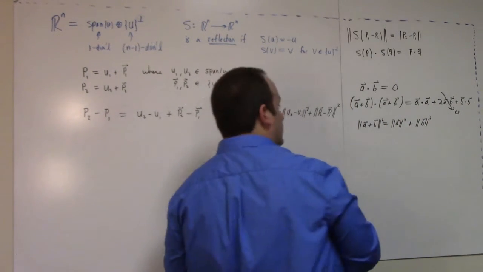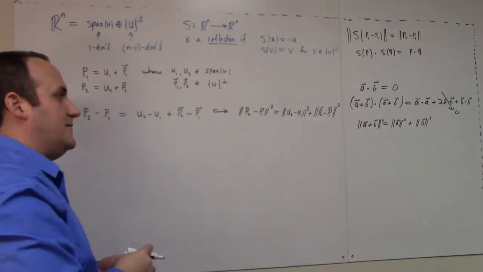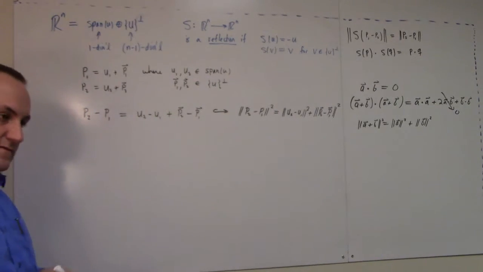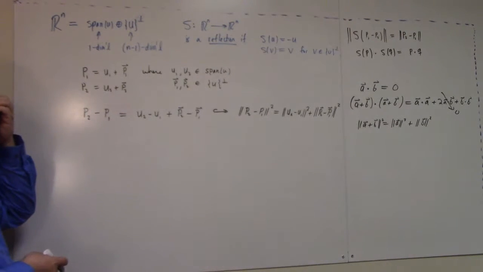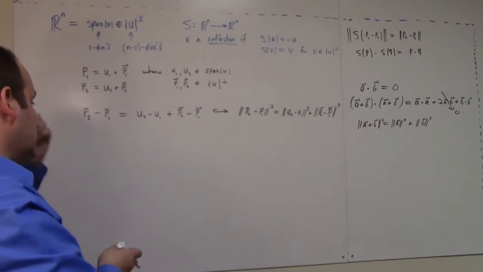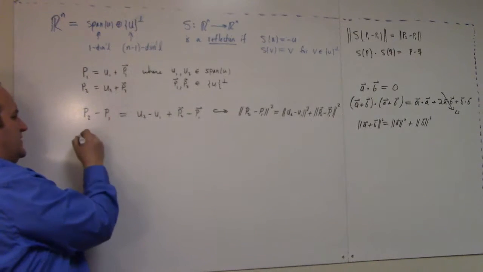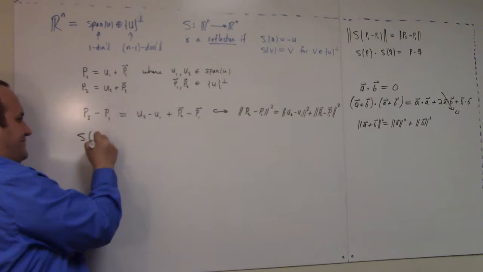It's basically the Pythagorean theorem over again. It's the Pythagorean theorem done for a pair of vectors in n dimensions. So that's also true here. Okay, so you feed the difference of the points to the reflection. What do you get?